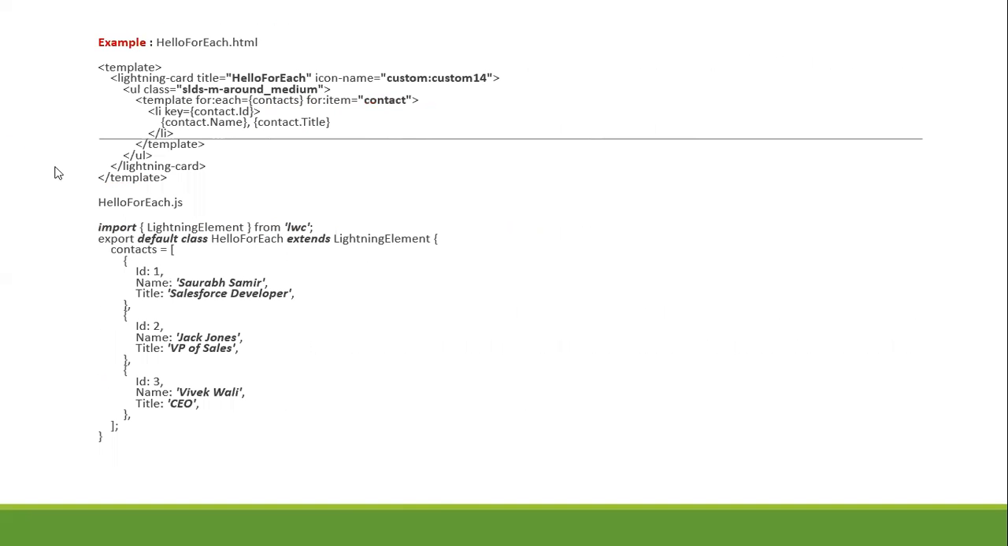Example. helloForEach.html: template, lightning-card title="ForEach" icon-name="custom:custom14", ul class="slds-m-around_medium", template for:each={contacts} for:item="contact", li key={contact.Id}, {contact.Name}, {contact.Title}, close template, close ul, close lightning-card, close template.